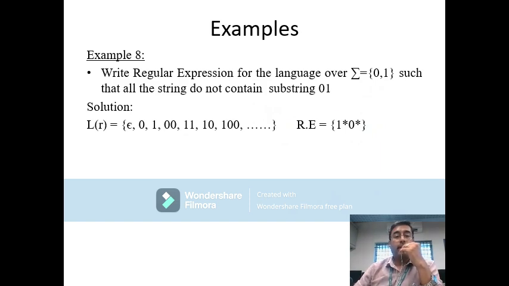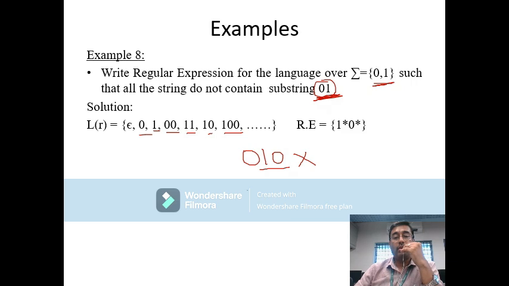Last one. Write a regular expression for the language over 0, 1 such that all the strings do not contain the substring 0, 1. So any combination of zeros and ones you can use, but it should not contain the substring 0, 1. So single 0 I can take, single 1, 0 0, 1 1, 1 0, 1 0 0 0. I cannot take like this, because if I take like this, then it becomes a substring over here.